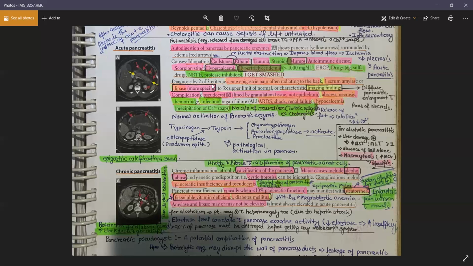Yeah. So we have discussed the term pancreatitis. We have discussed the pathology behind it. We have discussed the causes of it. Now let's discuss the diagnosis. How do you make a diagnosis of acute pancreatitis?